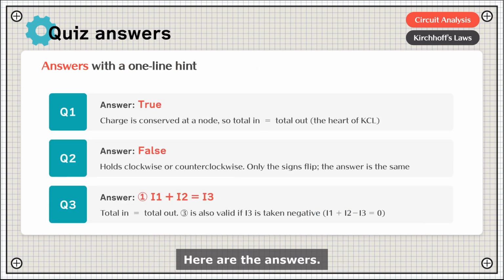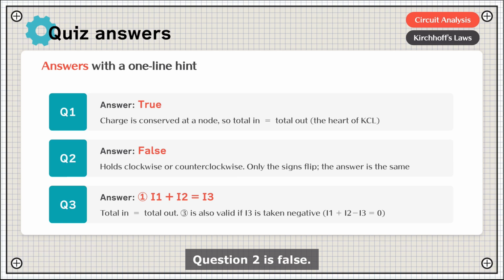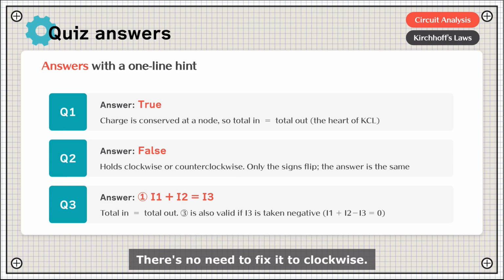Here are the answers. Question 1 is true. Because current is conserved at a node, the total flowing in and the total flowing out are always equal. Question 2 is false. KVL holds whichever direction you choose to go around the loop. There's no need to fix it to clockwise.